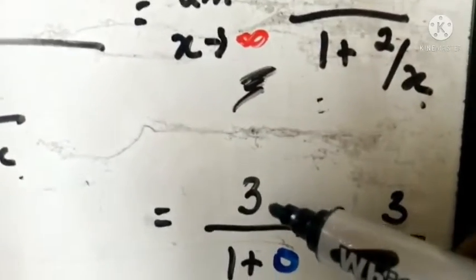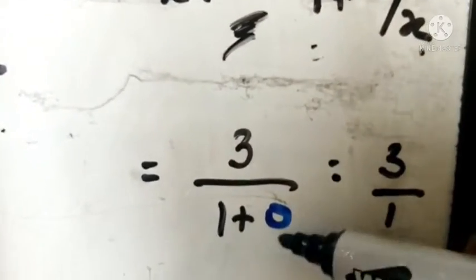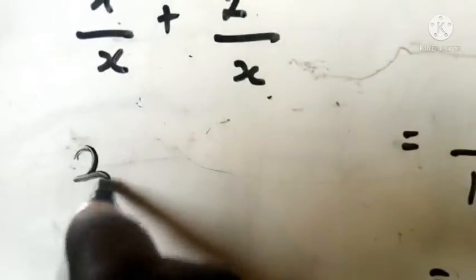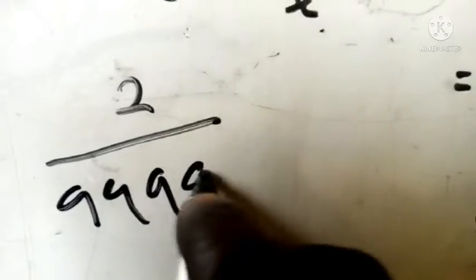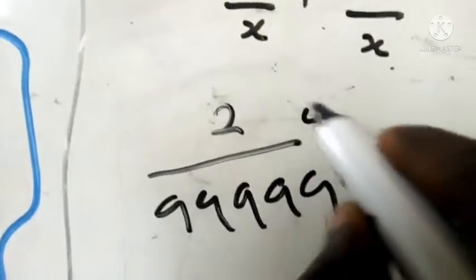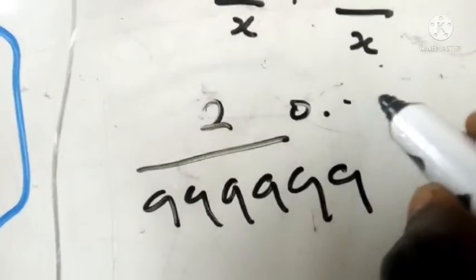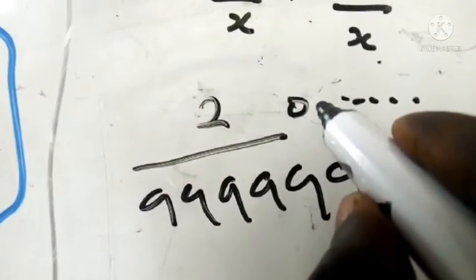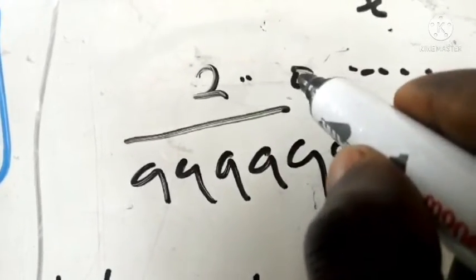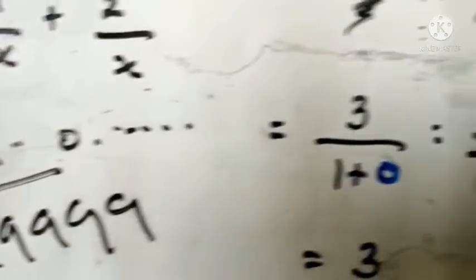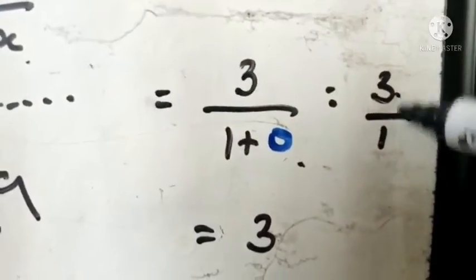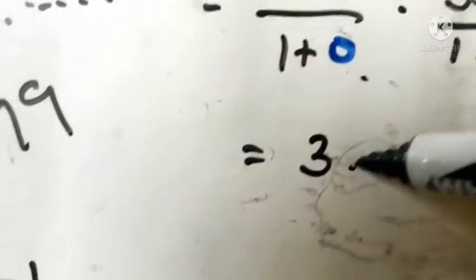So that guy here will be 3 over what? 1 plus 0. Why this guy goes to 0 is, assuming I have 2 here divided by 999999999 here, automatically this guy will be 0 point something, right? So this is 0 point something and so on and so forth. So that is why we are saying that if you are dividing a small number by a very large number, you are going to have a 0, right? So that is the assumption behind it. So here this guy tends to be 0, so here we are going to have 3 divided by 1, right? Which is exactly 3.